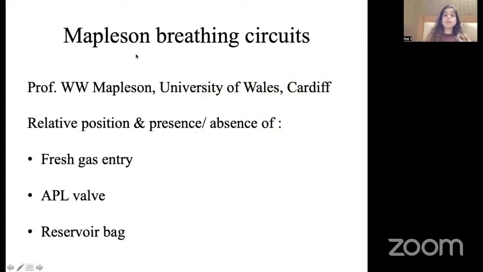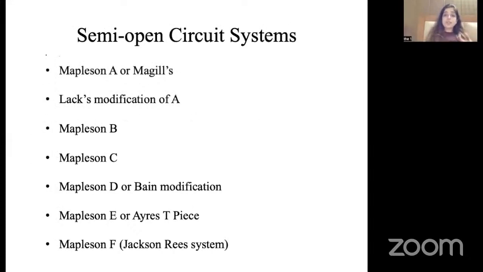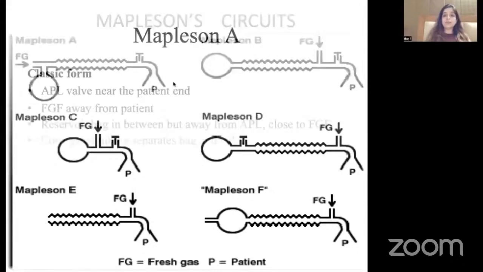Now we'll be discussing the Mapleson breathing circuits. Described by Professor W. Mapleson, these are divided into categories depending upon the presence or absence of fresh gas entry, APL valve and reservoir bag, and their relative position to the patient end. These all are semi-open circuit systems, and these are classified as A, B, C, D, E, and F, depending upon the position of fresh gas, APL valve, and the reservoir bag relative to the patient end.